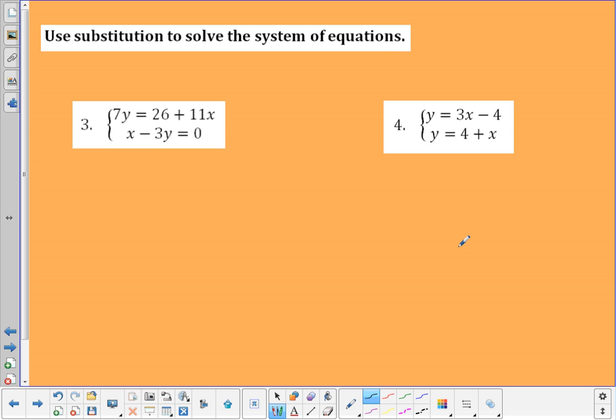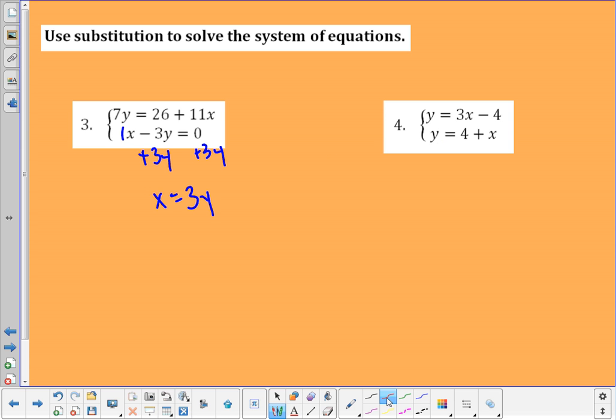Number 3, so I have 7y equals 26 plus 11x, and x minus 3y is equal to 0. So I have all sorts of mess going on here. This doesn't look good for elimination or substitution, but what I do notice is that there is a 1 coefficient in front of this x value. So I can very easily take this negative 3y term and move it to the other side of my equal sign just by adding. So that gives me x equals 0 plus 3y, which is just 3y. I don't need to write the plus 0 behind it because it doesn't mean anything.